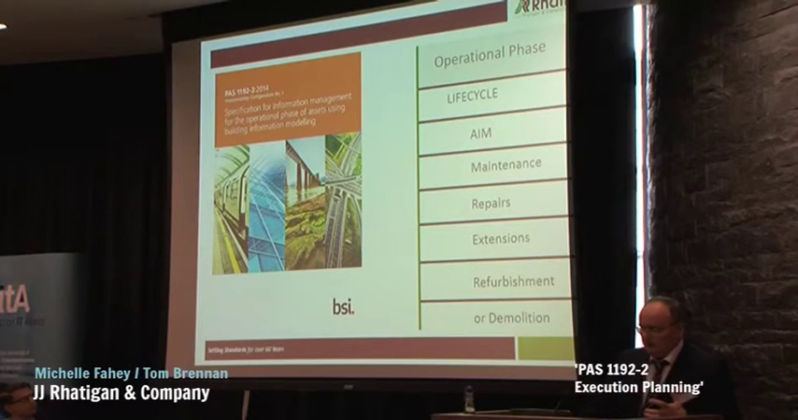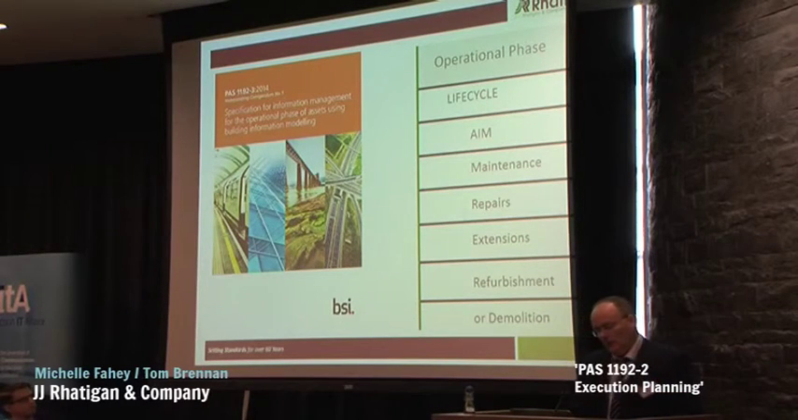So we integrate PAS 1192 Part 3 into our BEPs. Essentially this deals with the specification for information management for the operational phase of the asset. In other words, while we're writing the BEP and integrating the operational phase, the life cycle is the key element here, the life cycle of the asset. So in here we deal with the asset information model, how we integrate planned and preventative maintenance into the BEP, how we integrate repairs, if there's future extensions, and make allowance for that in our BEPs, and refurbishment. Or finally, at the end of the life cycle, we have to look at demolition, and the construction phase starts all over again.